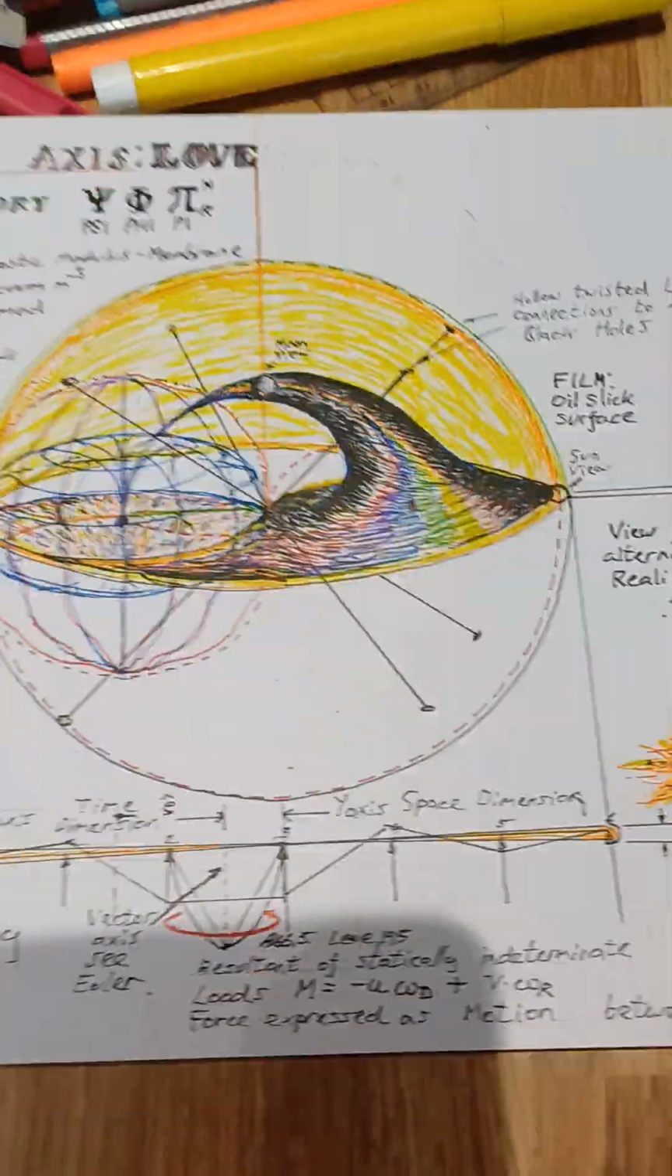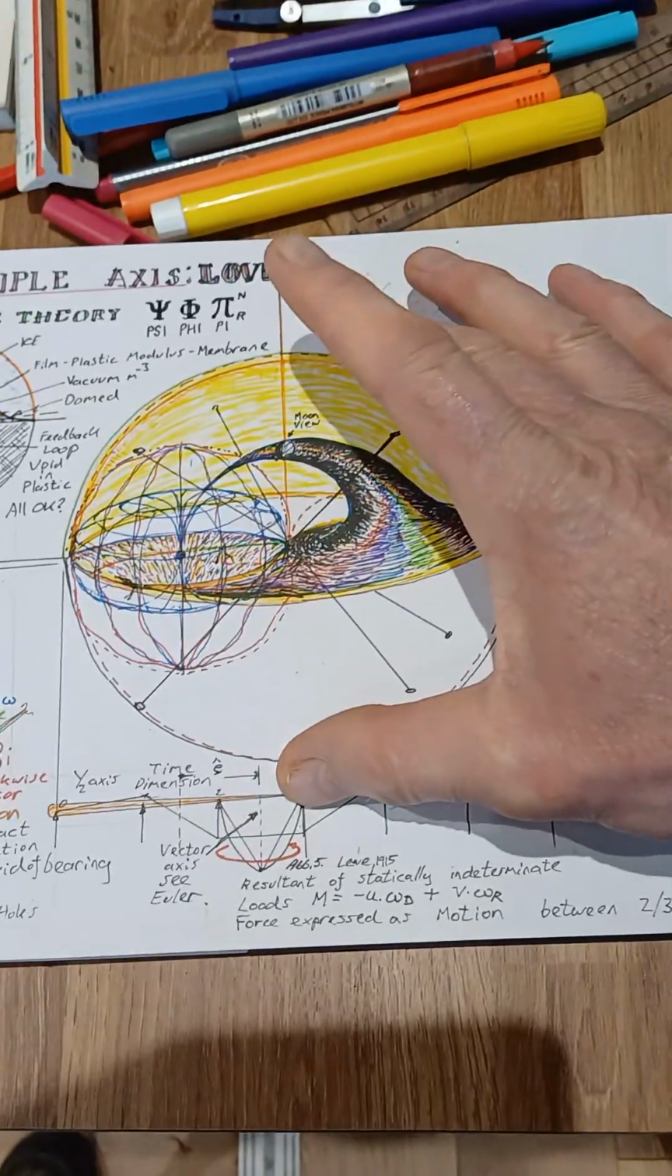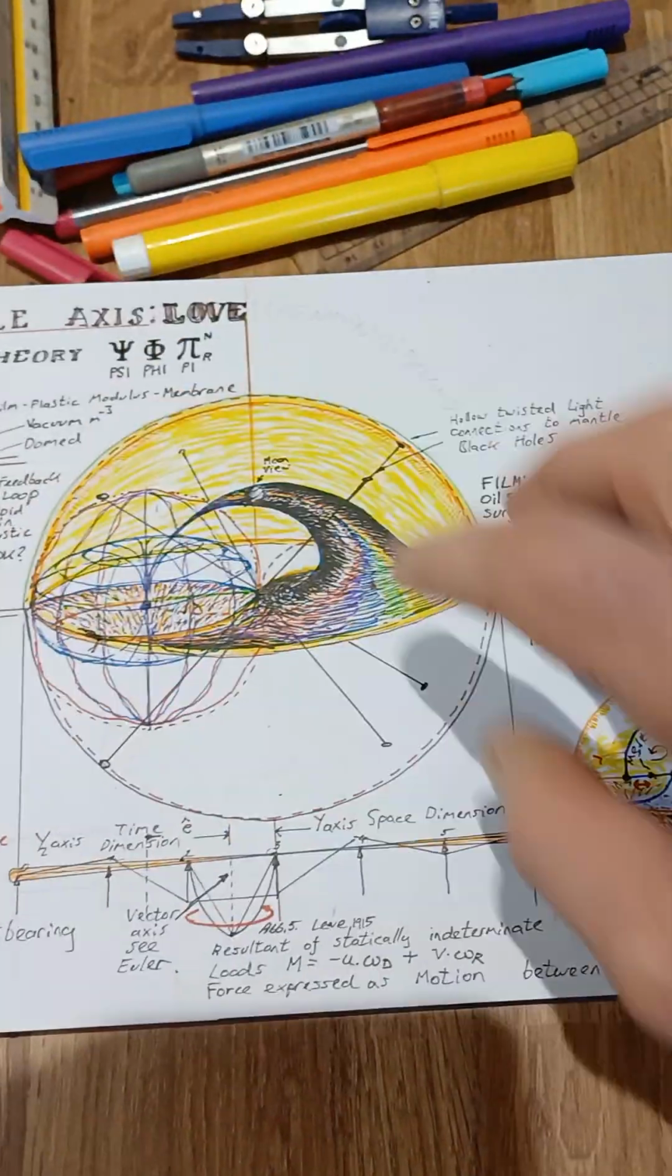This is a little talk through the plastic modulus model for the bearing, the principal axis. So I've modified this. This is the bearing. All you need to know is here, and then I've sectioned it out.